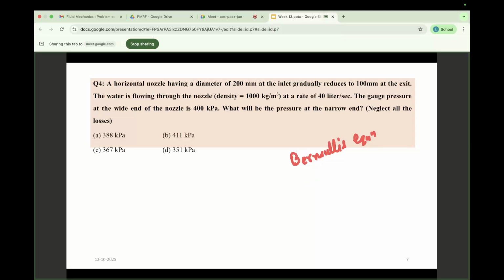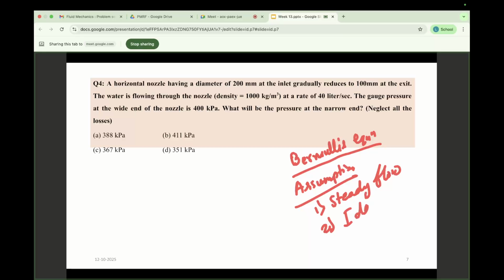For Bernoulli's equation, certain assumptions are there. What are these assumptions? First, it should be a steady flow. Next, it should be an ideal flow. Third, it should be irrotational. This is a very important question. Please remember this. I hope at least one question will definitely come.